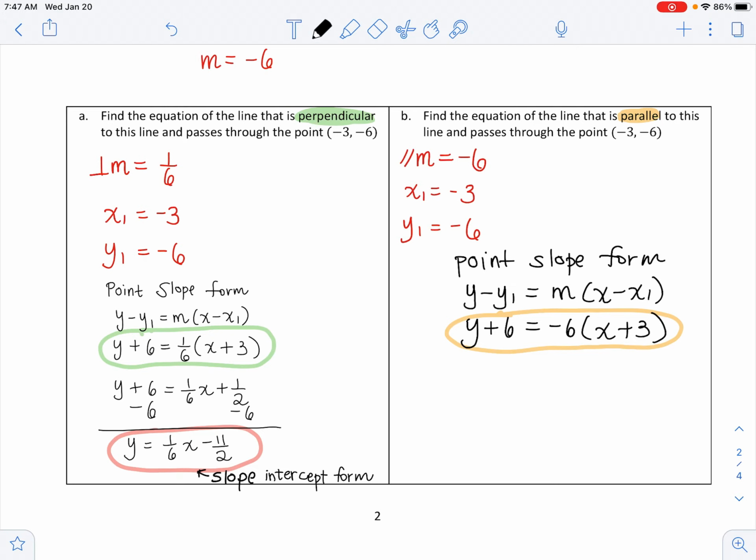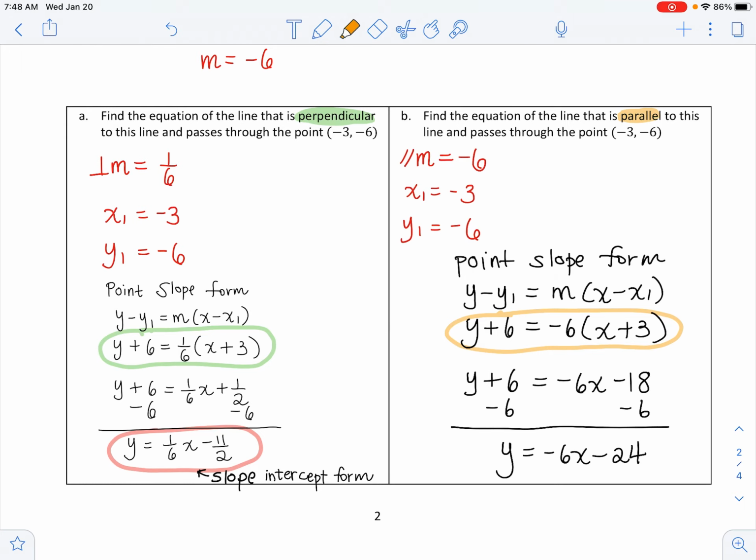Let's find the slope-intercept form. In order to do that, I just need to distribute that negative 6: negative 6x. If you multiply negative 6 times 3, that will give me negative 18. And subtract that 6. I'll get y equals negative 6x minus 24. This is the slope-intercept form. So this was the point slope form and this is the slope-intercept form.